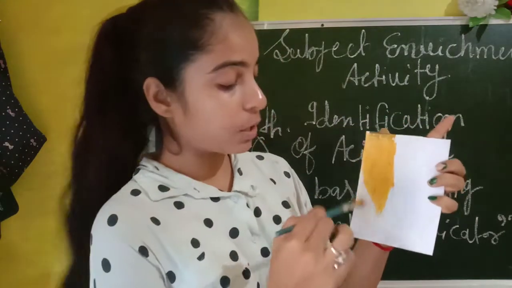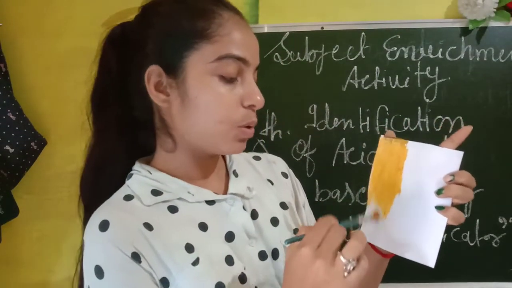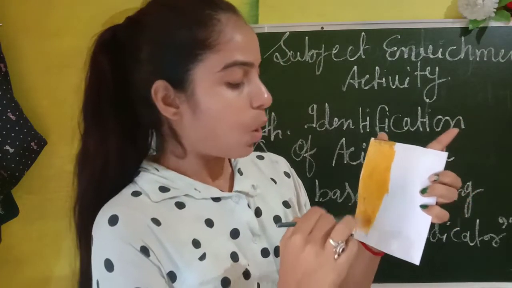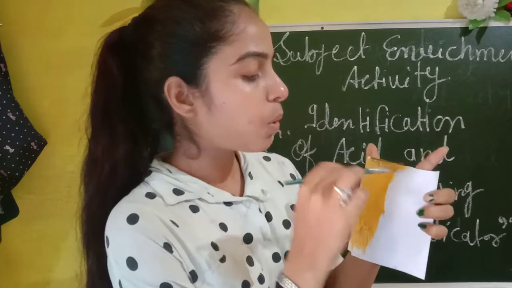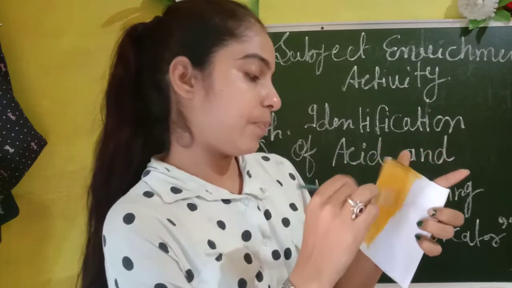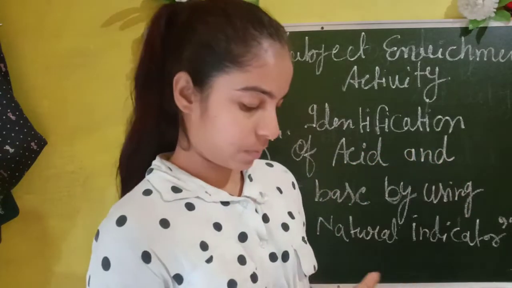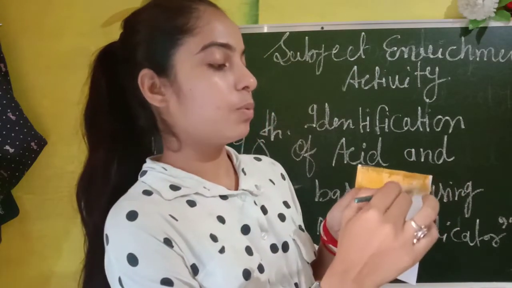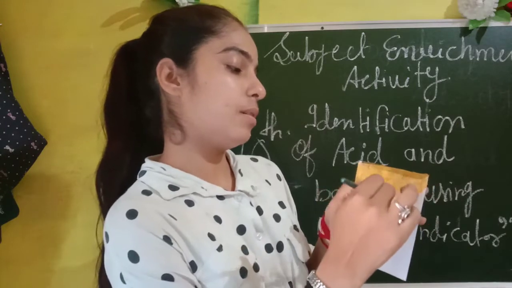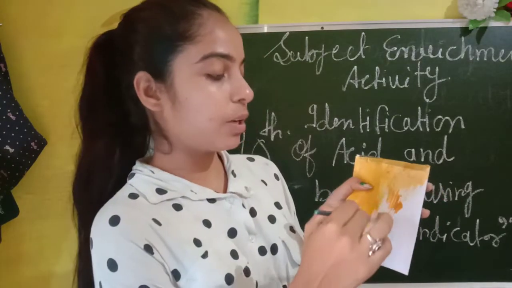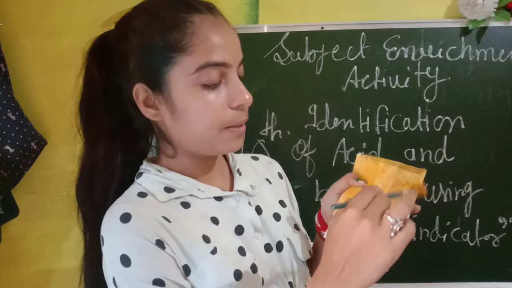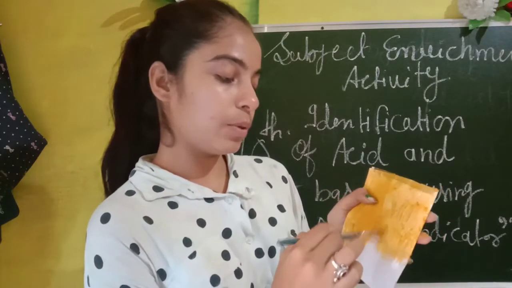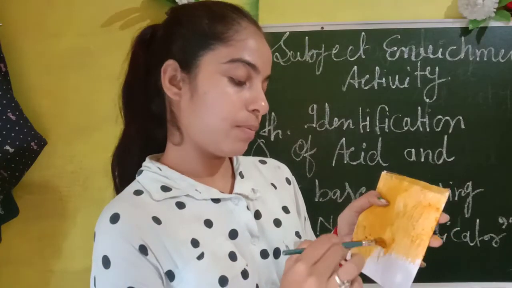Also, when you are performing, the paper should be dry. On the paper you have to color with the turmeric paste, as I am doing here. Clear? All the things you have to keep ready at the time you are performing your activity. Clear?